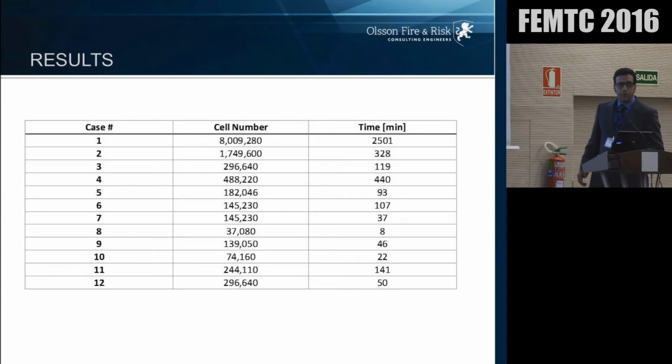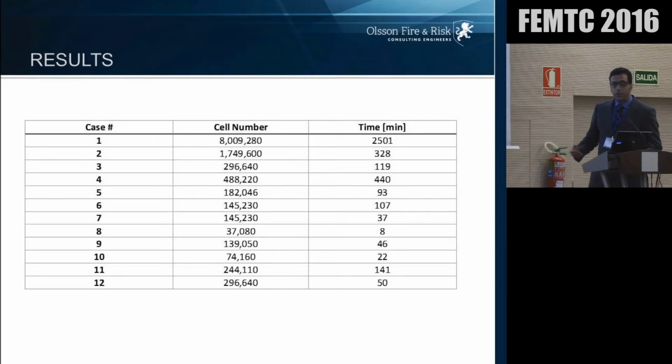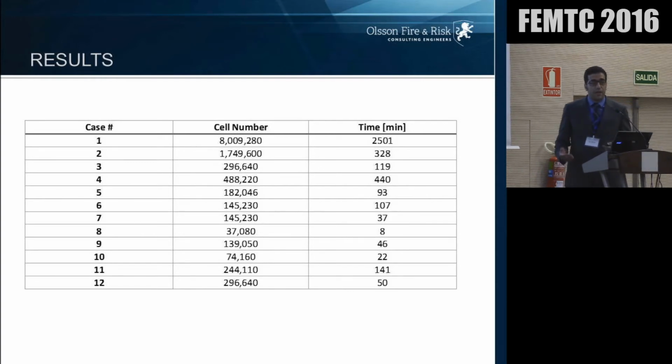On the other hand, if you want to maybe coarsen your mesh a little bit, but you want to maintain a reasonable accuracy of your results, you need to run it for almost five and a half hours just to run one single fan for a period of 20 seconds.